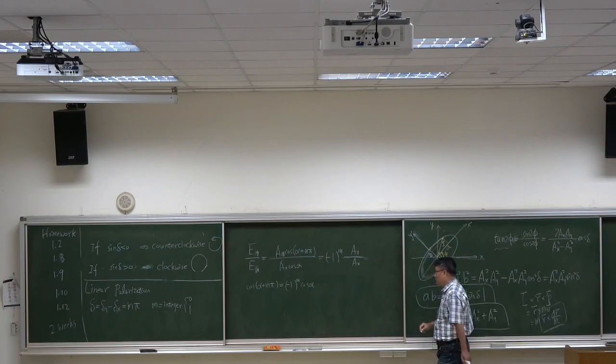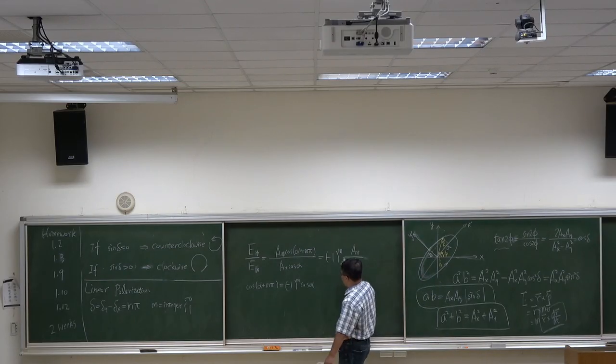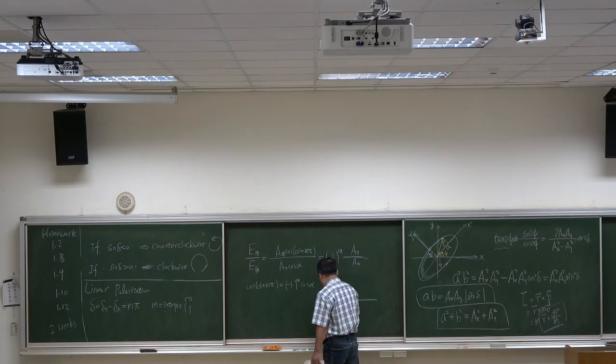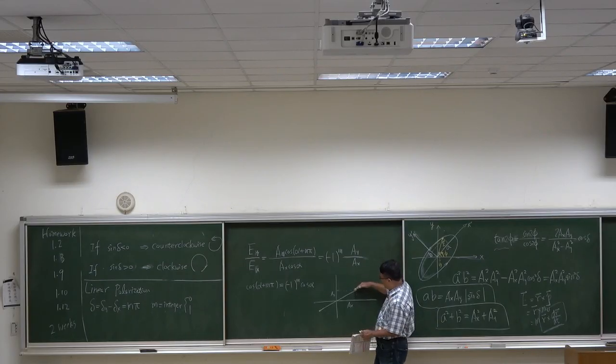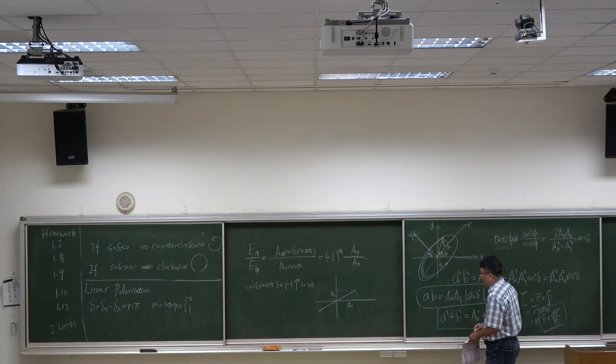Okay. So if m is equal to 0, then we have this kind of vibration, along AX, AY. Then the electric field vibrates back and forth along a line. This is the case for m equal to 0.